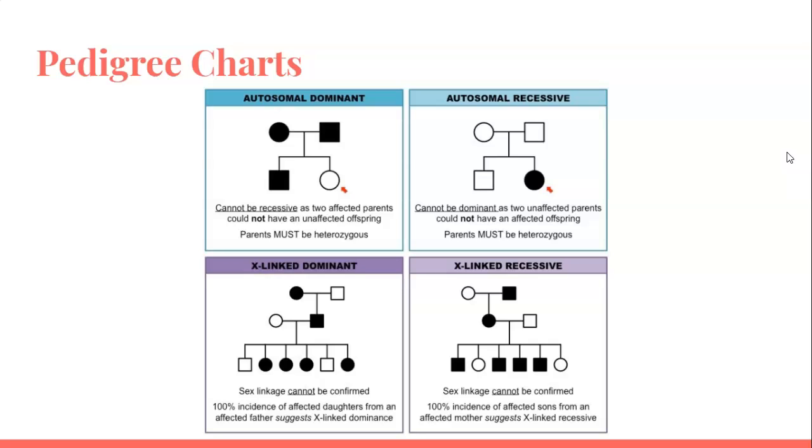Now, when we're dealing with sex-linked inheritance and we're looking at pedigree charts, you typically can't confirm that they're sex linked, right? Although it's highly suggested. It's clear that there's some sex linked thing going on here. I can't confirm it, but I could infer that that's what happened, and I can suggest that this is a sex linked trait.